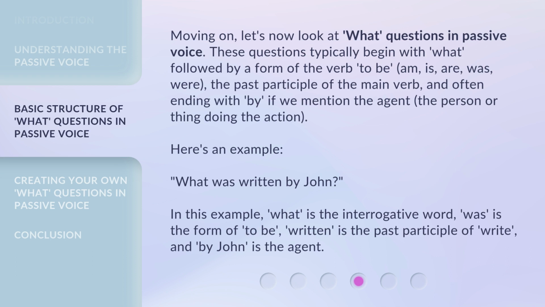Here's an example: What was written by John? In this example, what is the interrogative word, was is the form of to be, written is the past participle of write, and by John is the agent.